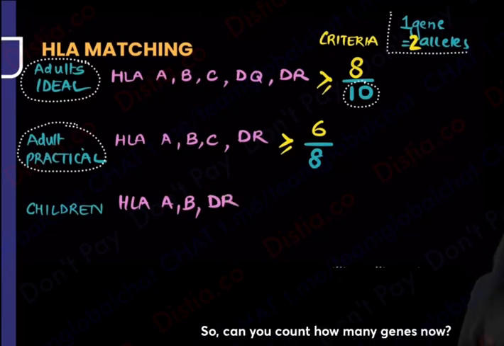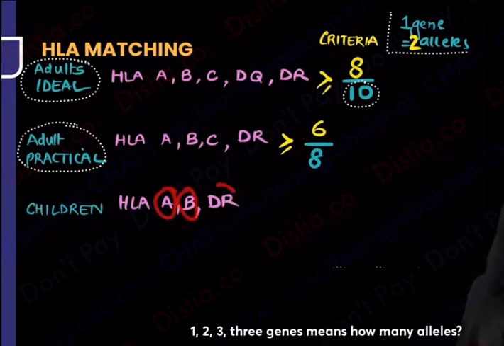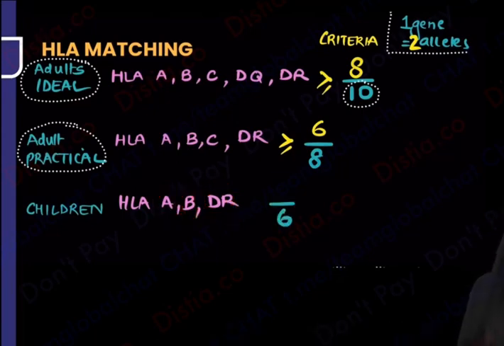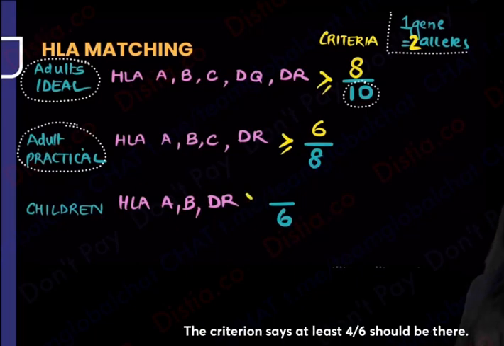So can you count how many genes now? 1, 2, 3. 3 genes means how many alleles? I've got a total of 6 alleles. What is the cutoff going to be? The criteria says at least 4 on 6 should be there.